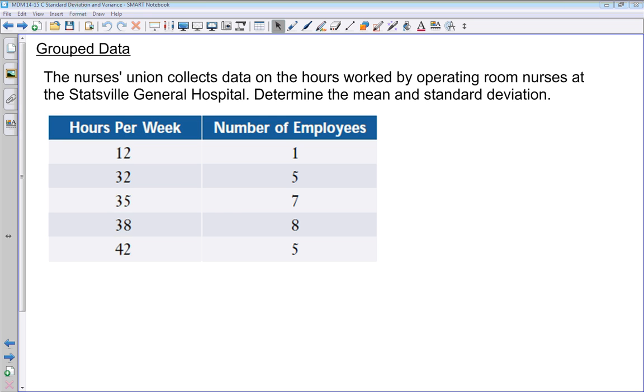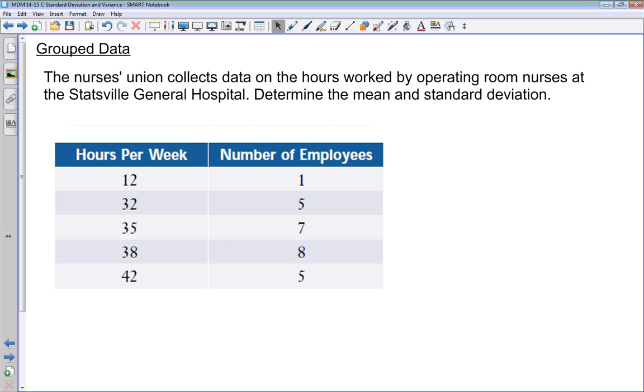The Nurses Union collects data on the hours worked by operating room nurses at the Staatsville General Hospital. We want to determine the mean and the standard deviation of this data. We've got the data collected in a table here. So we've got number of hours per week in one column and the number of employees who worked that number of hours per week in the second column. So these hours per week are X values, and the number of employees is our frequency information, which we'll just denote by F.